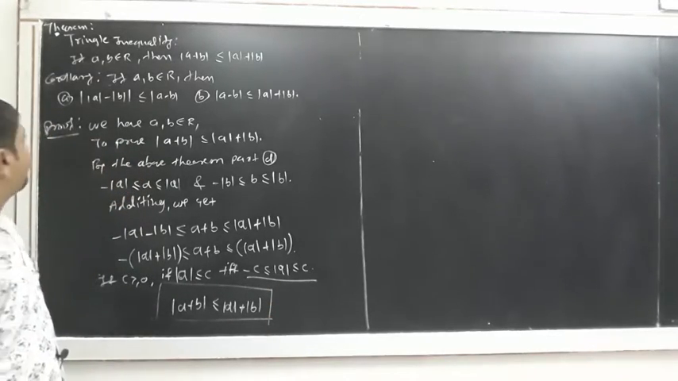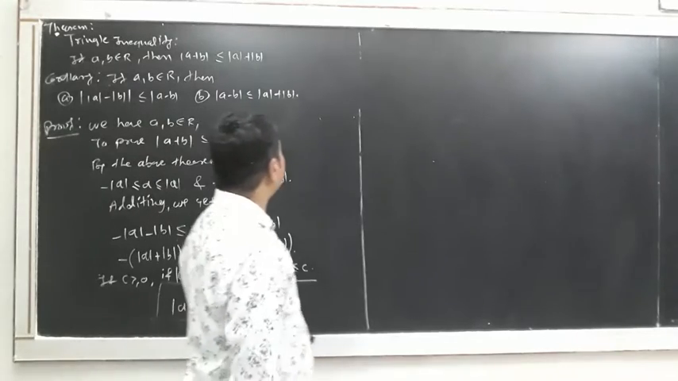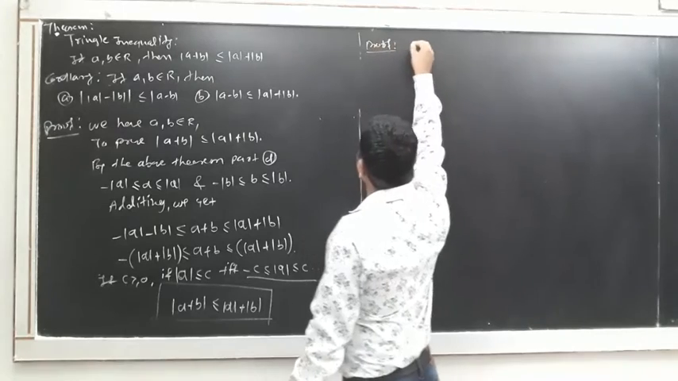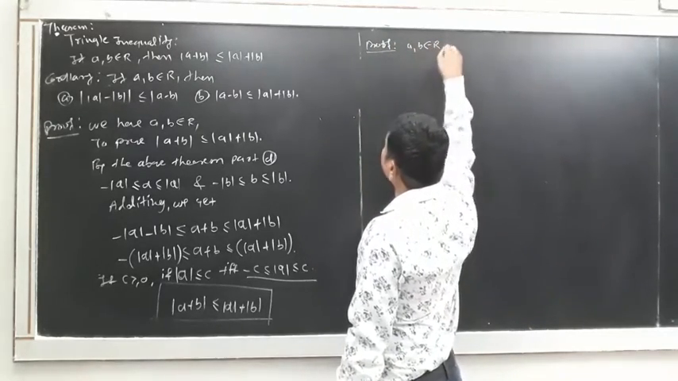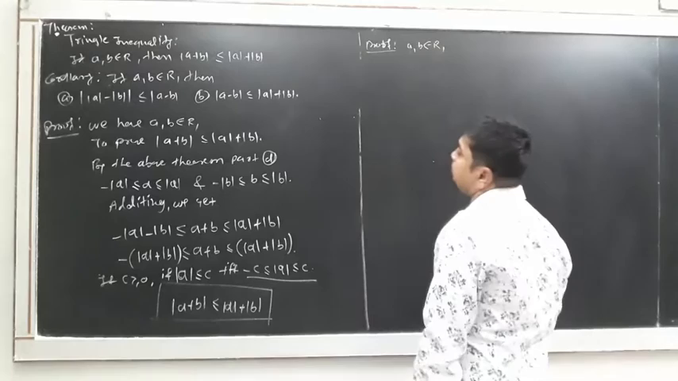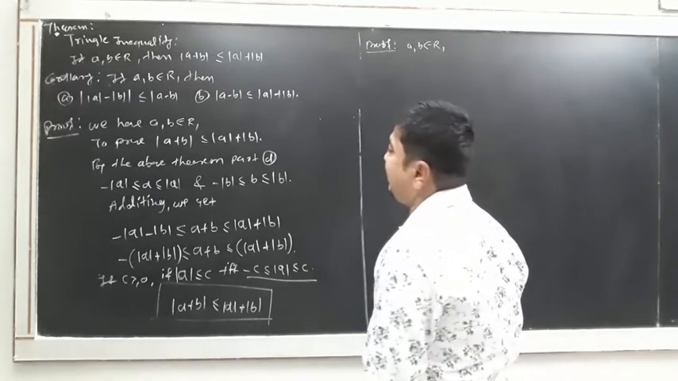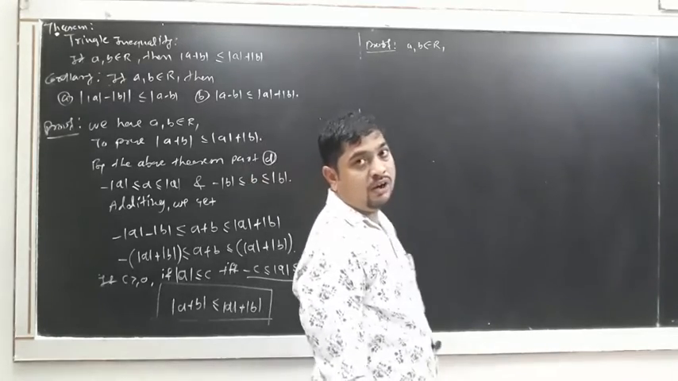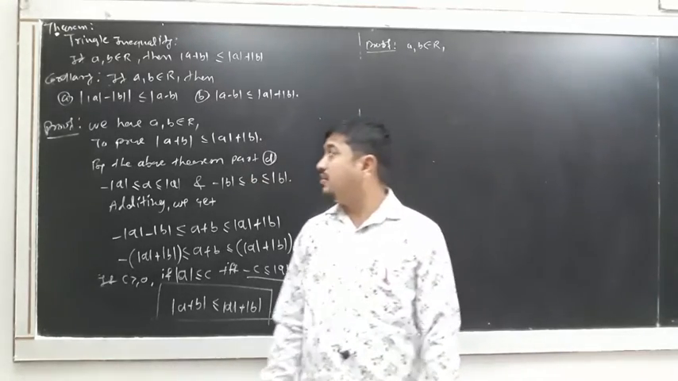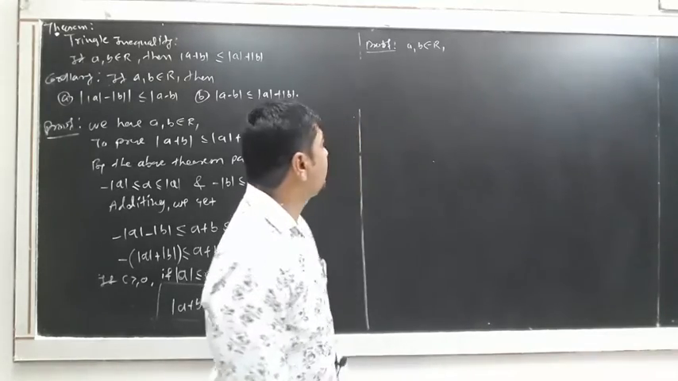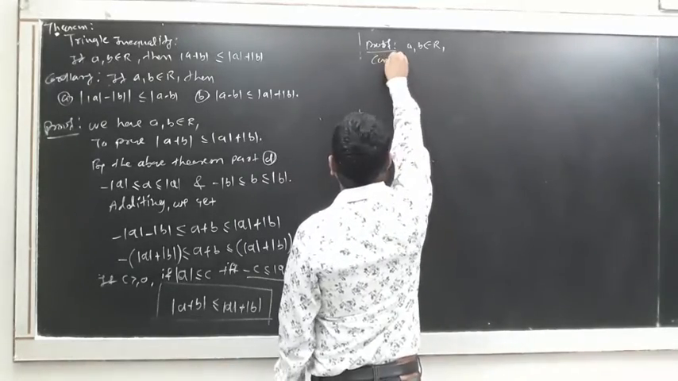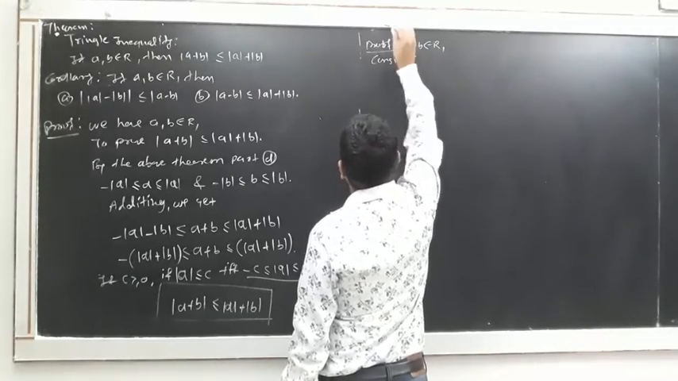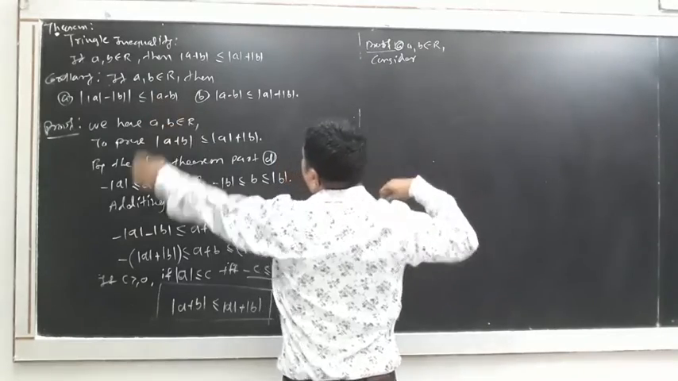Okay. Now we have to prove the corollary. If a, b belong to R, proof of the corollary. We are given a, b belonging to R, and what we have to prove is ||a| - |b|| is less than or equal to |a - b|. Okay, so how do we write this? We have to prove the first corollary first.